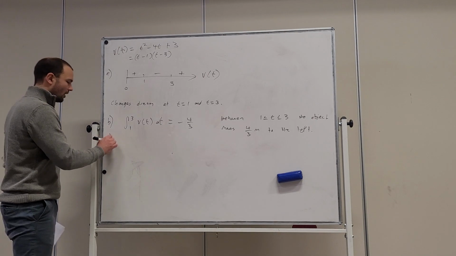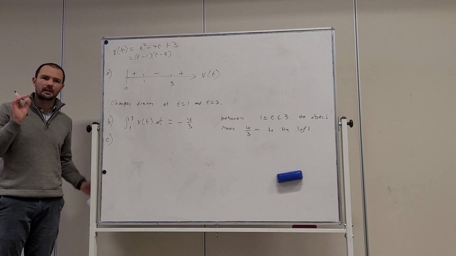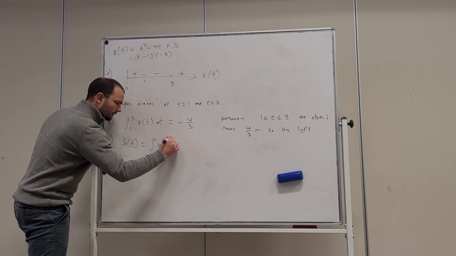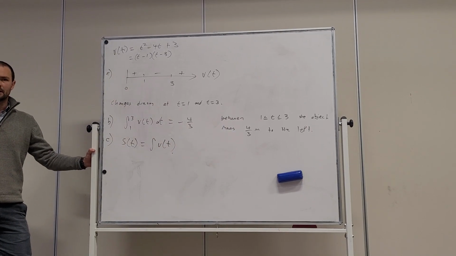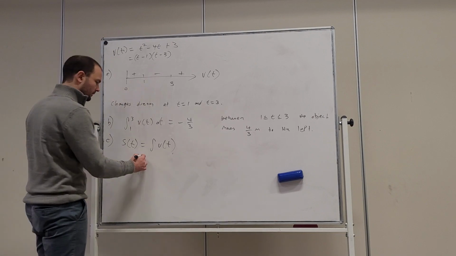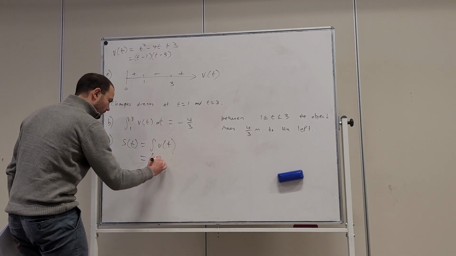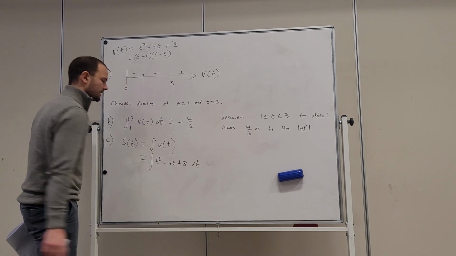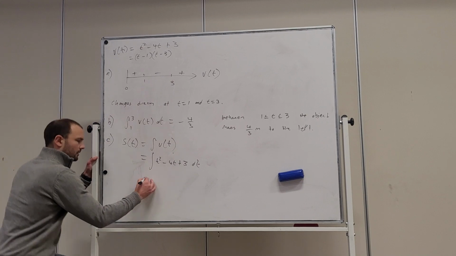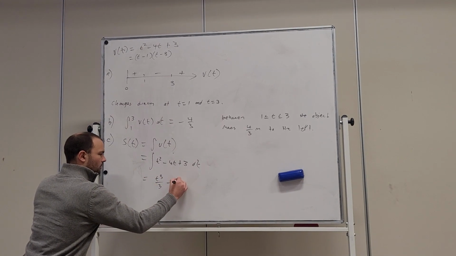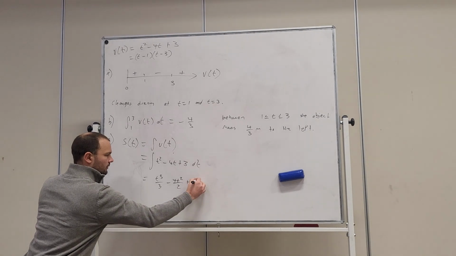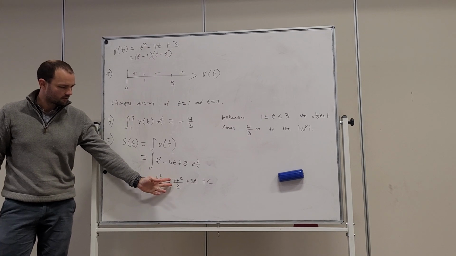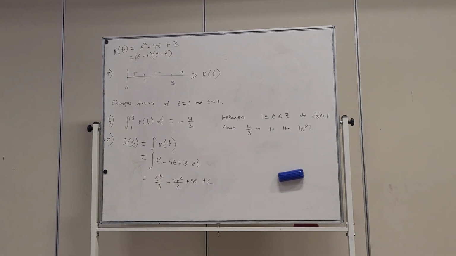Okay, part C. Find S of t. Find the displacement function. Well, the displacement function is equal to the integral of the velocity function. So it's going to be the integral of t squared take 4t plus 3 with regards to t. So that's going to be t to the 3 on top of 3, take 4t squared on top of 2, plus 3t plus c. You can simplify that term. Don't forget the plus c.